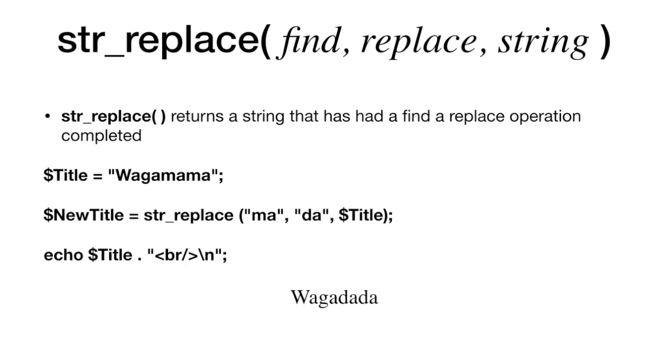So here we have the variable title, which has Wagamama in it, and new title is going to be str_replace. We're going to find every occurrence of "ma" and replace it with "da" inside the string Wagamama. When we echo that, we get Wagadada. Every occurrence of "ma" has been replaced with "da". There are scenarios when we might want to do that.